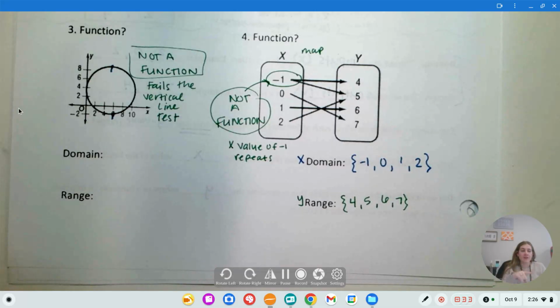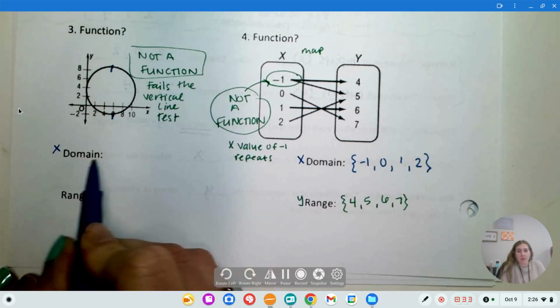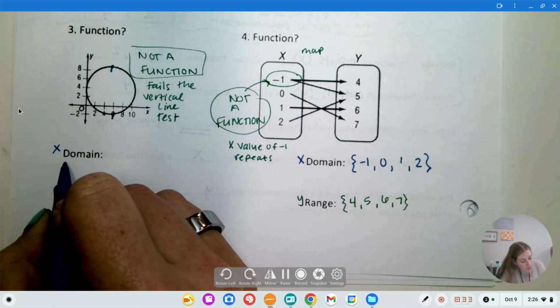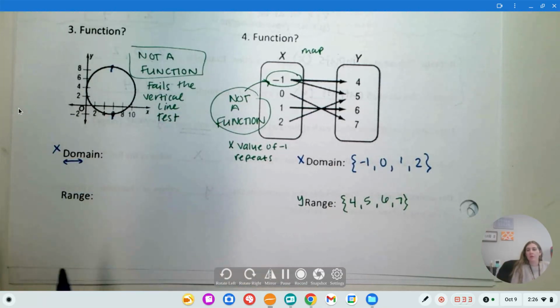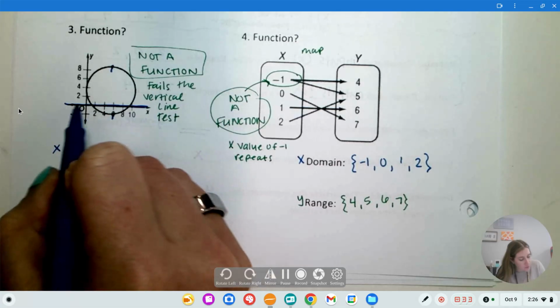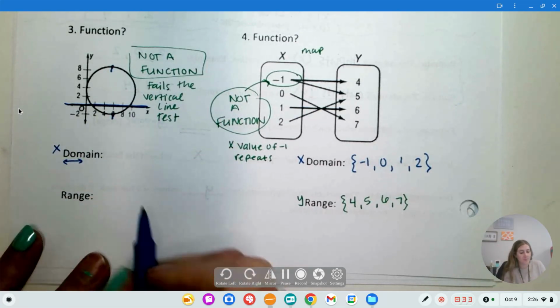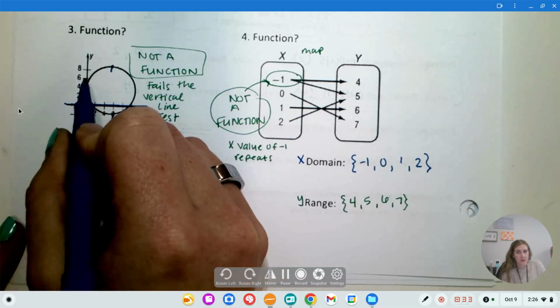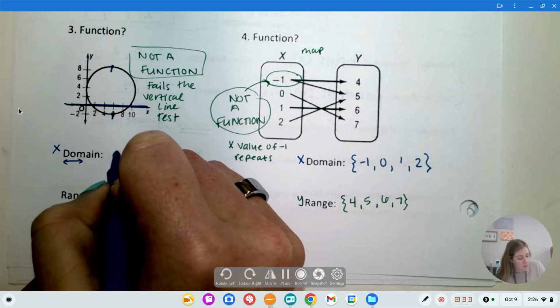Now, the other thing that's different about a graph is that domain and range are written differently. We use this thing called interval notation. So when I talk about domain on a graph, we're always going to go left to right. So I'm going to draw these little arrows here. Just like we read a paper, we're going to start on the left. I'm only looking at the x values right here. If I start on the left, my x value is at 0.